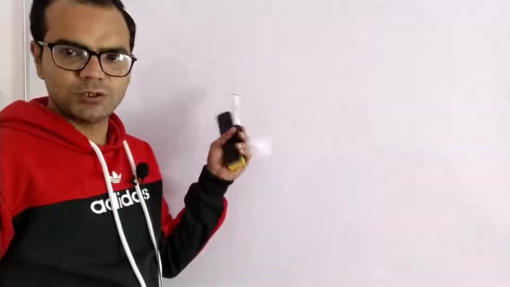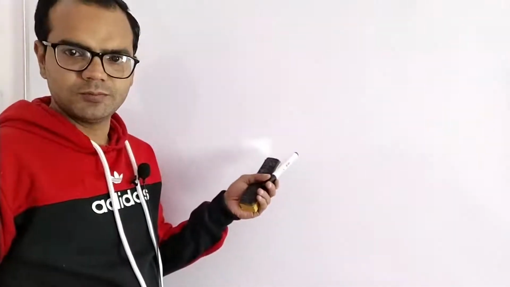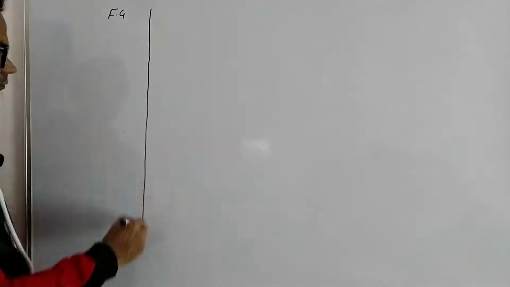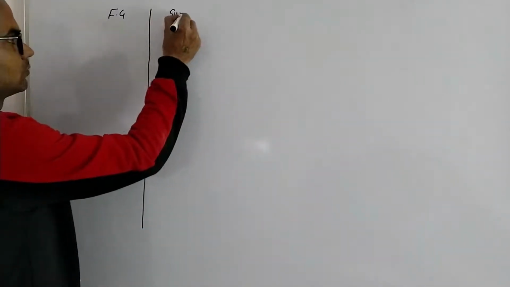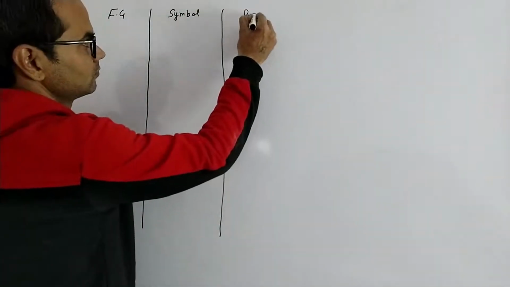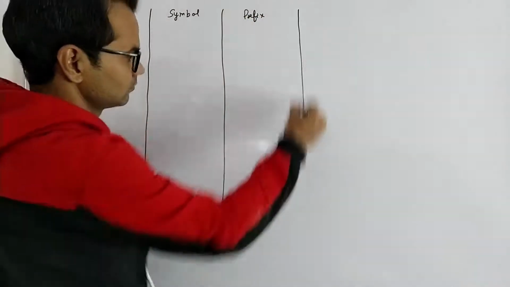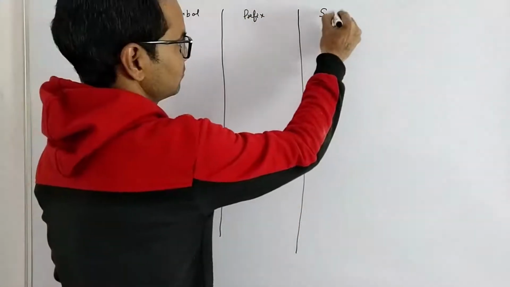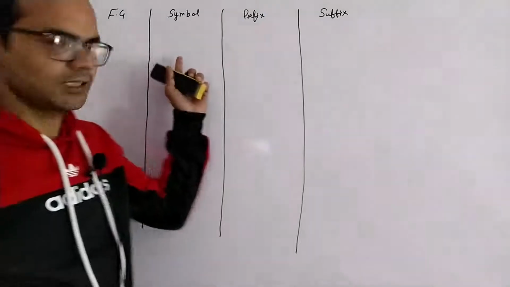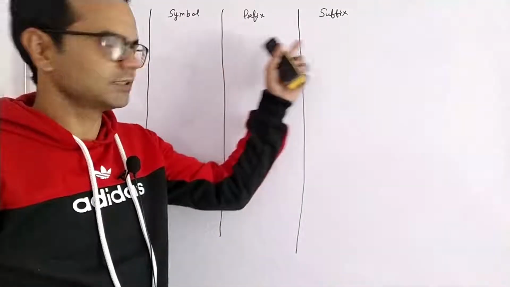Today we'll discuss a priority table of functional groups. Here we have one table representing all the functional groups in descending order of their priority. The format has four columns: one is the functional group, second its symbol, third its prefix, and fourth its suffix.